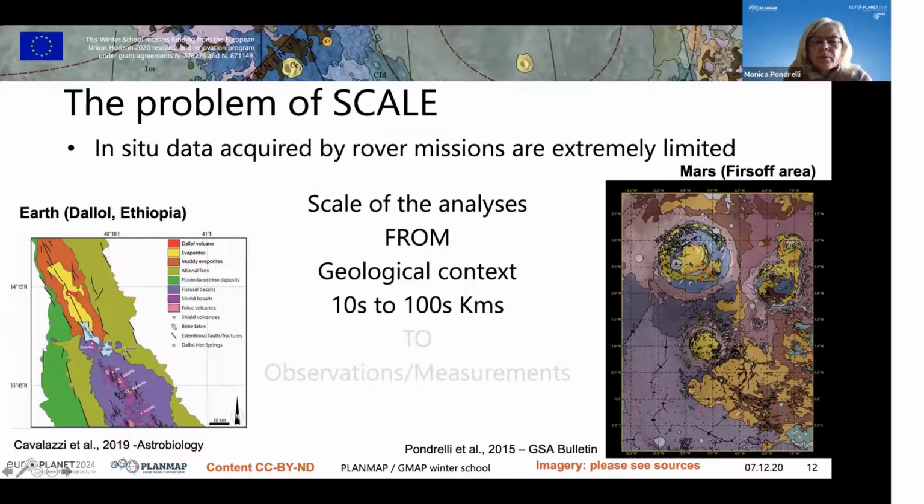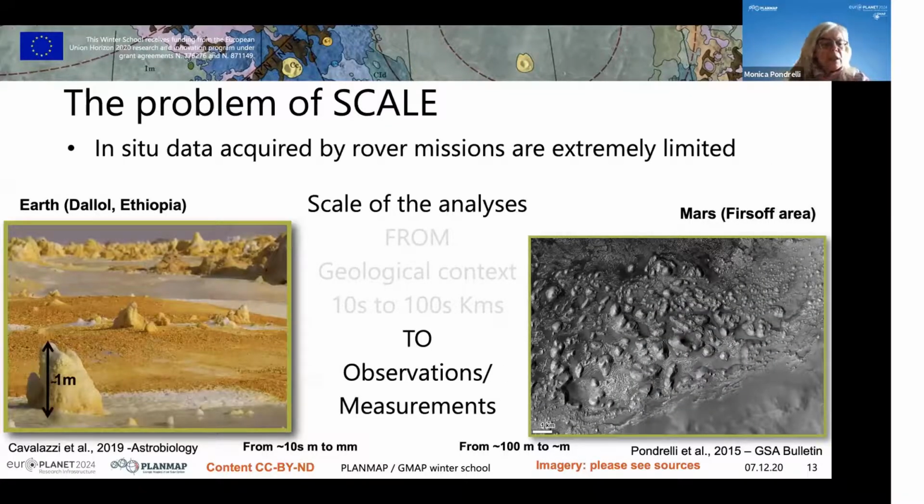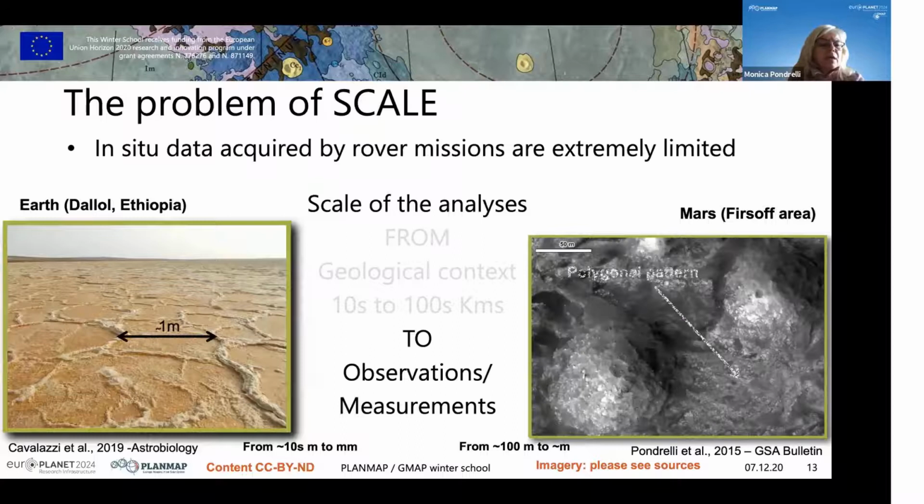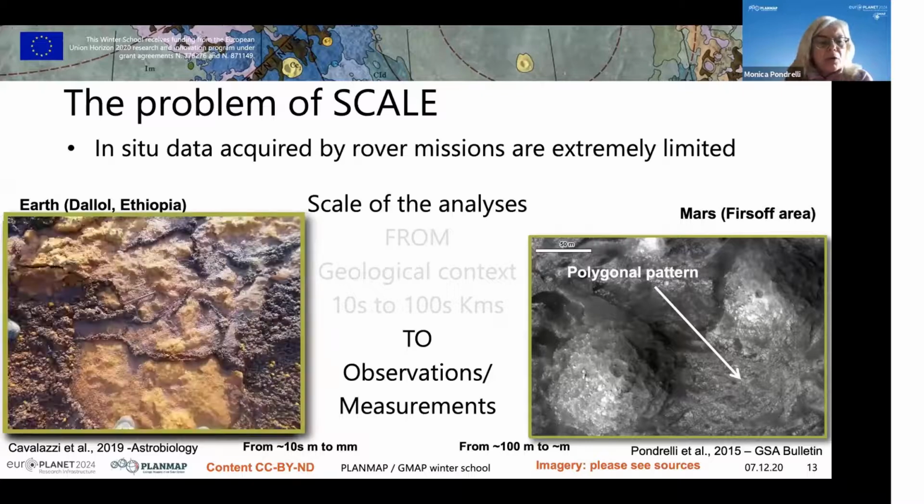If we look at the geological context at scales from tens to 100 kilometers, more or less, the scale is comparable. If we go into the detail, okay, we can see we have mounds on Earth and we have mounds also on Mars. Then we have polygonal pattern on Earth and we have polygonal pattern also on Mars, and the scale is roughly comparable. But on Mars, this is the maximum we can reach. On Earth, we can go into more detail and observe the detail of the facies, the dimensions of the crystals, the nature, and whatever.